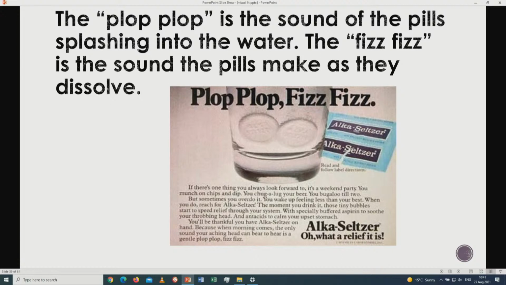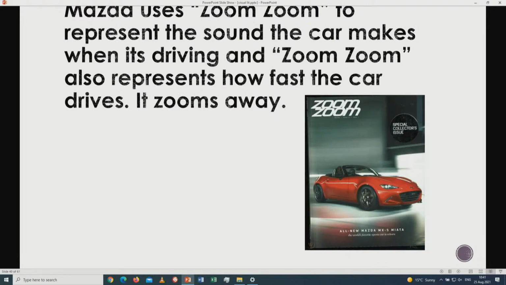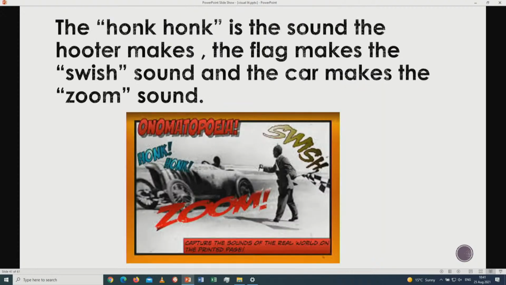So you can see that the advertiser can use many different types of figurative language. We also have zoom, zoom, to represent the sound the car makes when it is driving, and zoom, zoom also represents how fast the car drives. It zooms away fast. I hope you still remember that the examples that we are busy with are examples of onomatopoeia. The honk, honk is the sound the hooter makes. The flag makes the swish sound, and the car makes the zoom sound. So it is important that you are able to know all these kinds of figurative language.